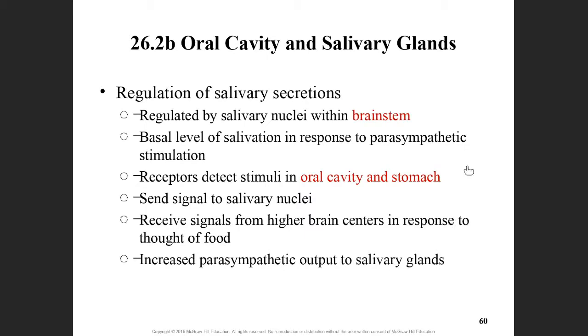Now I want to talk about the regulation of salivary secretion. You need to know that the salivary nuclei are located in our pons, in the middle of the brainstem. These salivary nuclei regulate salivation. The basal level of salivation is a response to parasympathetic stimulation. When you are in the state of rest and digest, you have more saliva secretion.